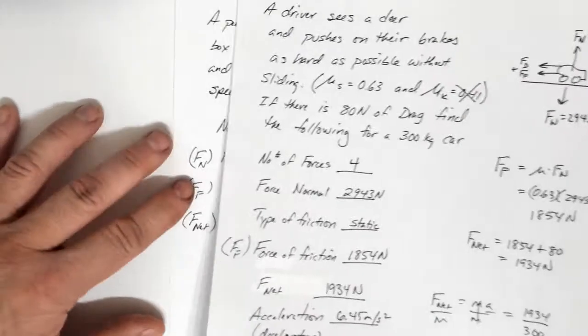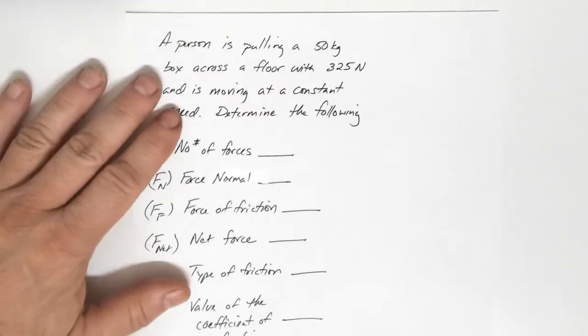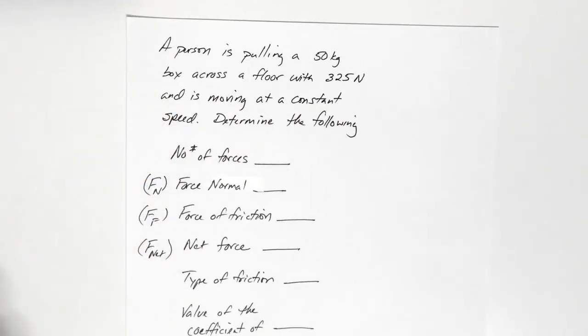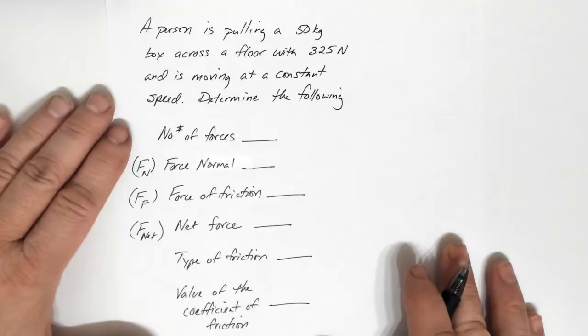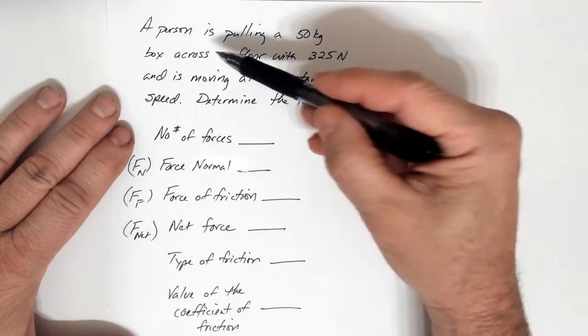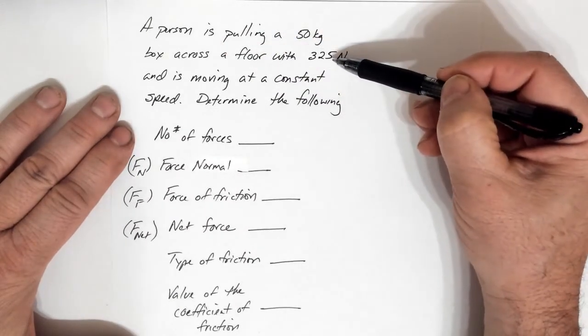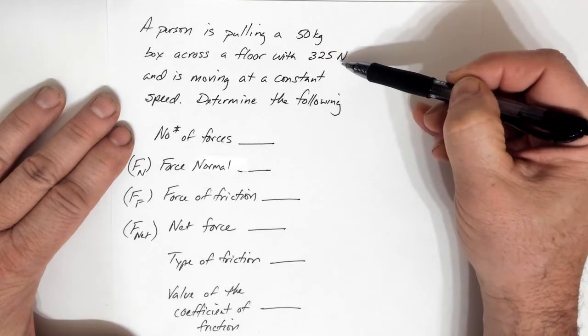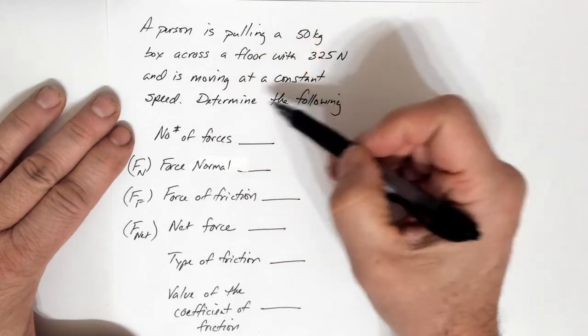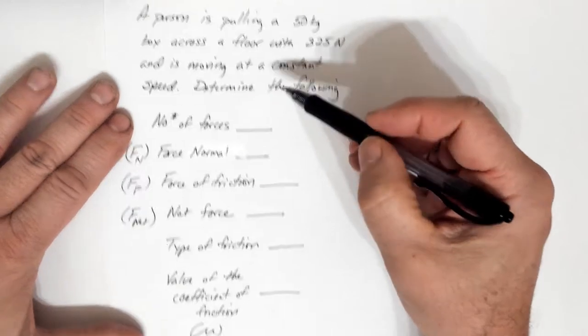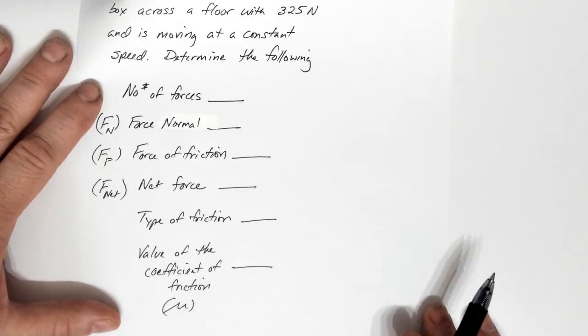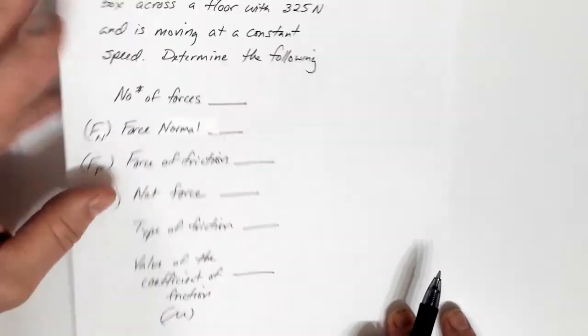Let's do one more problem. Let's look at a person pulling a box across the floor. So they have a 50 kilogram box. They're pulling it across the floor. They're pulling with 325 newtons of force and it is moving at a constant speed. Determine this following list of answers. Okay? So we're going to find these answers.